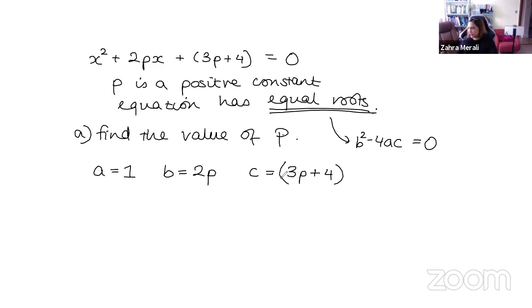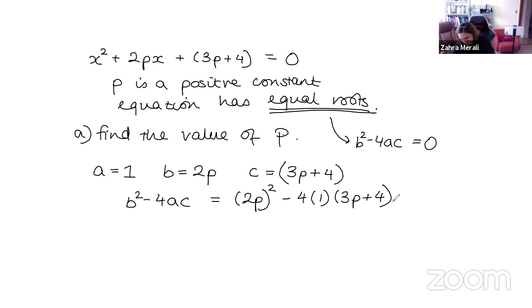So if we were going to work out b squared minus 4ac, we're going to have 2p, and this is the important thing, all squared. So the 2 is squared, and so is the p, minus 4 lots of a and c. And we know that's going to equal 0. So we're going to get 4p squared minus 12p minus 16 equals 0. I can divide through by 4.